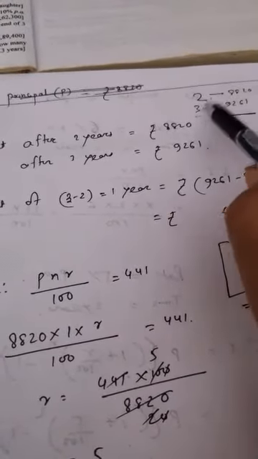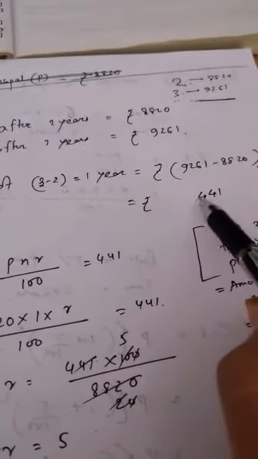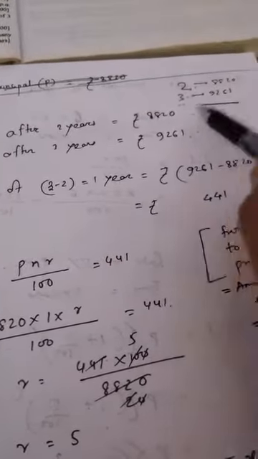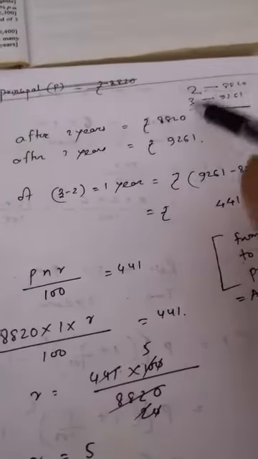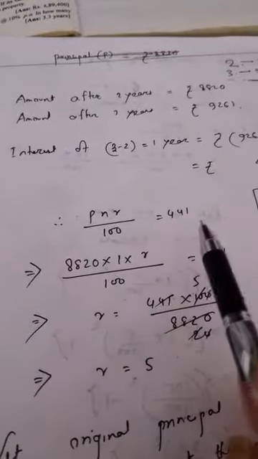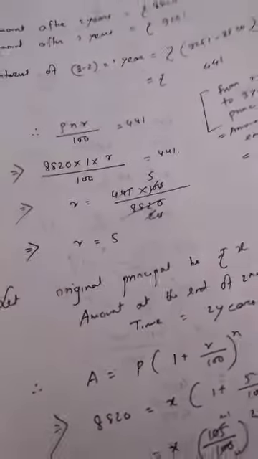9261. That means there is the interest for 1 year, and the interest is 441. This is the method of finding this type of sum. So the interest is 441. Since it is for 1 year, it becomes simple interest. That's why PNR by 100 equals 441. After calculating, we got R equal to 5 and the principal X is rupees 8,000. Okay. Now the next one.